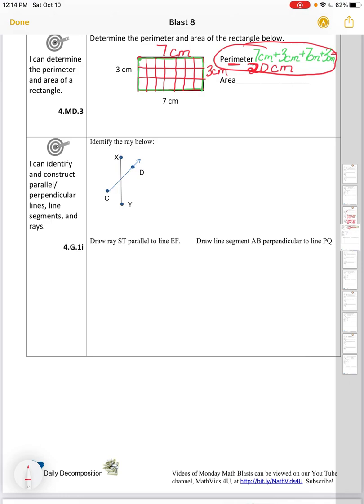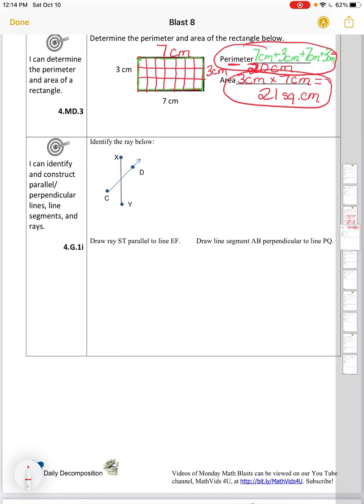But then we also learned that there's a shortcut to that. I don't have to count all the squares when I know that 3 groups of 7 is 21. The length times the width is going to give me the area. So I have 3 centimeters times 7 centimeters, which is going to be equal to 21 square centimeters.